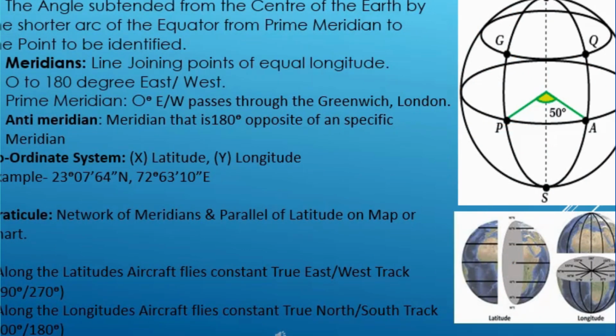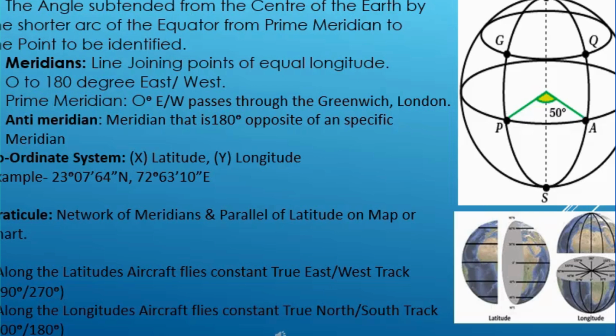So the next topic is the longitude. The angle subtended at the center of the Earth by the shorter arc of the equator from the prime meridian to the point to be identified is called the longitude. So let's see on the picture: P is the prime meridian, A is the point to be identified, and P and A make an angle at the center of the Earth. So it is 50 degrees. So A is at 50-degree longitude.